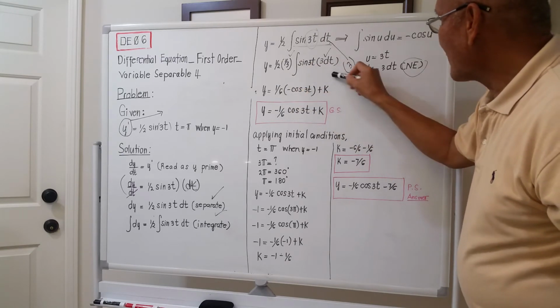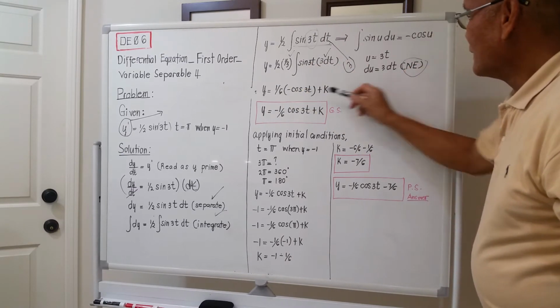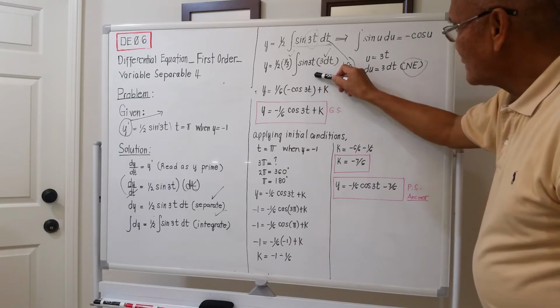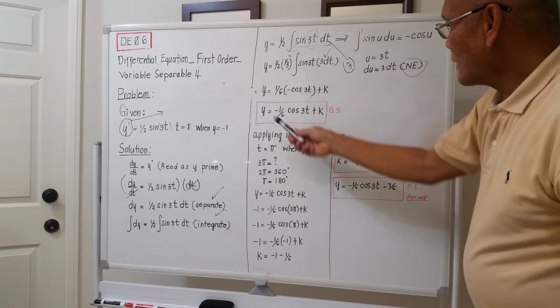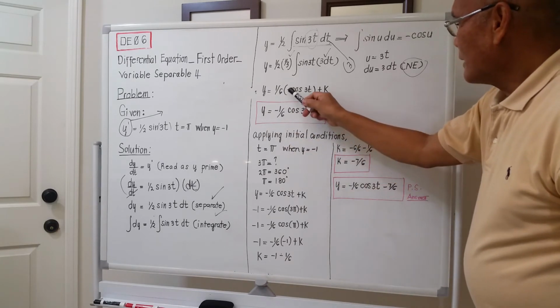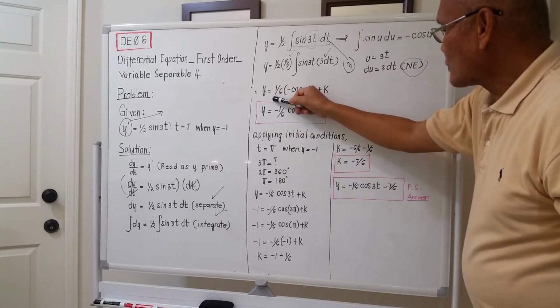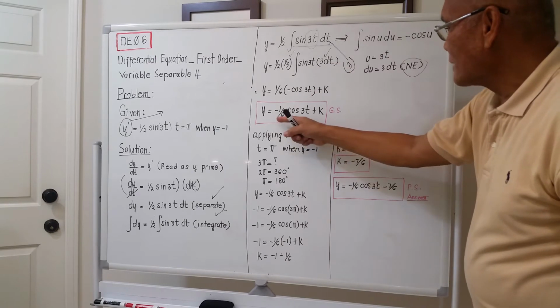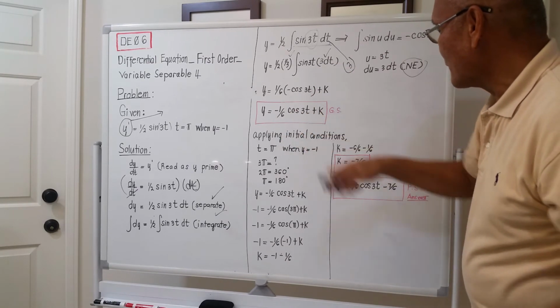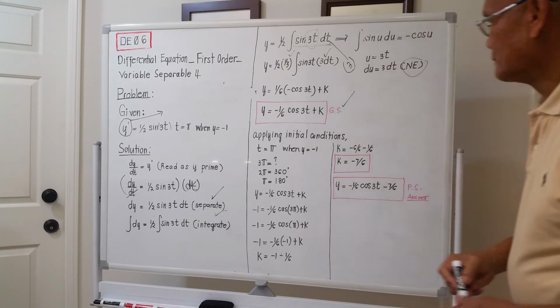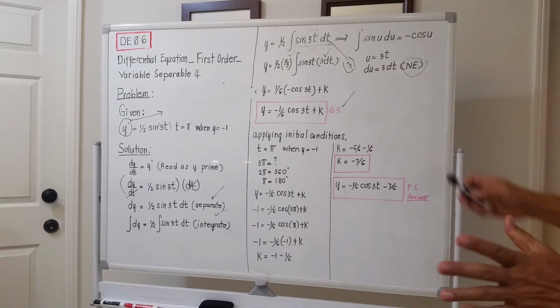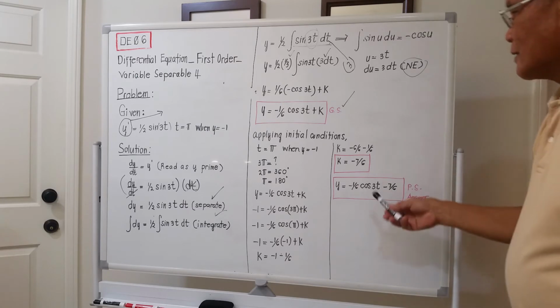The integral of sine, I will just follow this, is negative cosine of 3t plus k. This negative refers to the overall sign of the first term, so y now will be equal to negative 1/6 cosine of 3t plus k. It is the general solution. So to bring out the particular solution, apply the initial conditions.